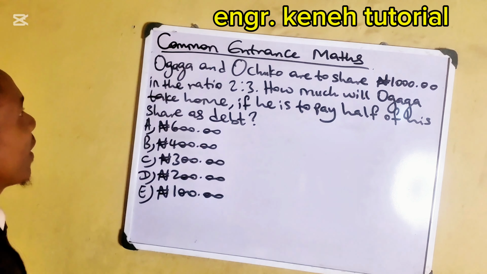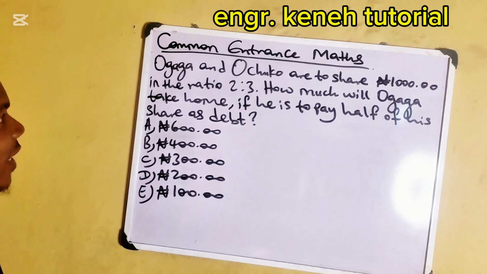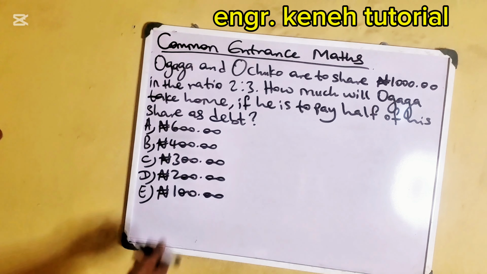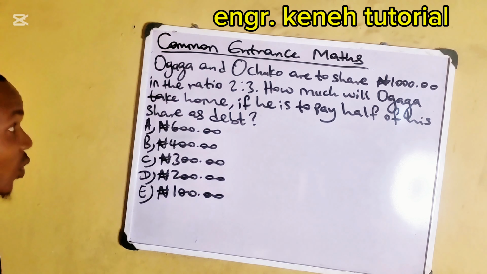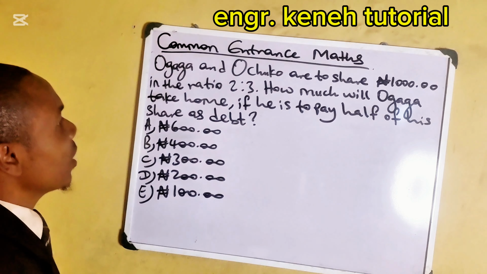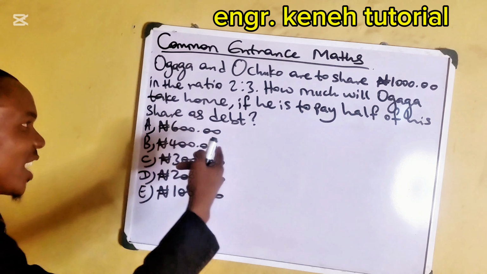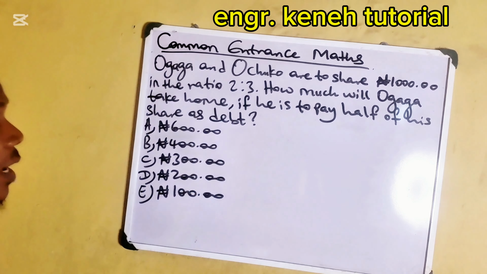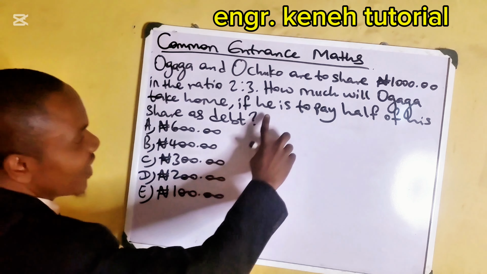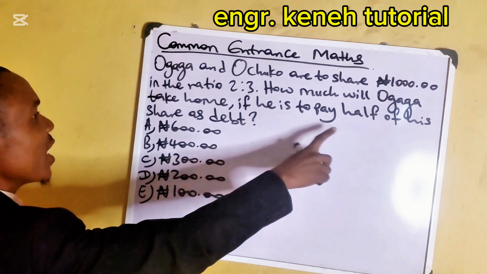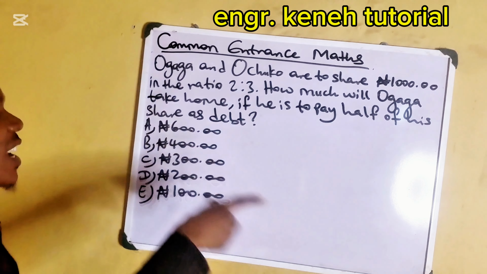The question says Ogaga and Oshoko are to share 1,000 naira in the ratio of 2:3. How much will Ogaga take home if he is to pay half of his share as debt? You need to pay adequate attention here. They said if there is a condition, if he is to pay half of his share as debt.